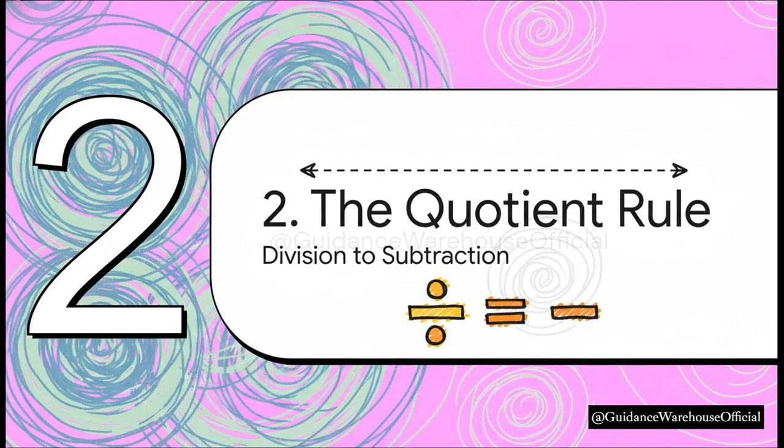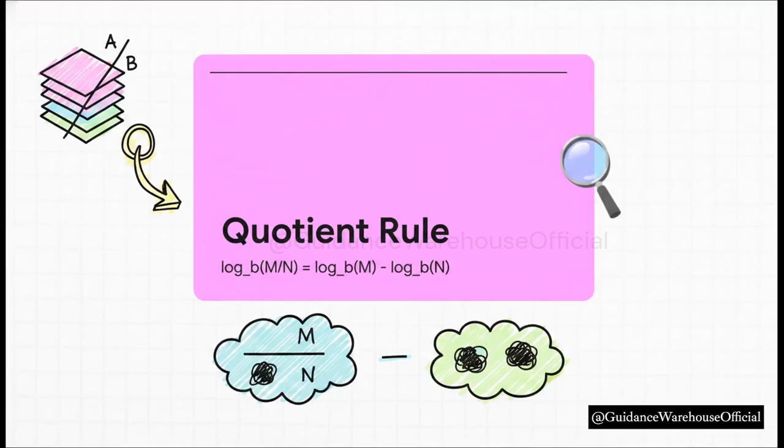Now that we've got the product rule down, let's look at division. Section 2, the quotient rule, turning division into subtraction. This rule follows the exact same logic. When we divide exponents, we subtract them. So the quotient rule tells us that the logarithm of a fraction, m divided by n, is simply the logarithm of the numerator minus the logarithm of the denominator.